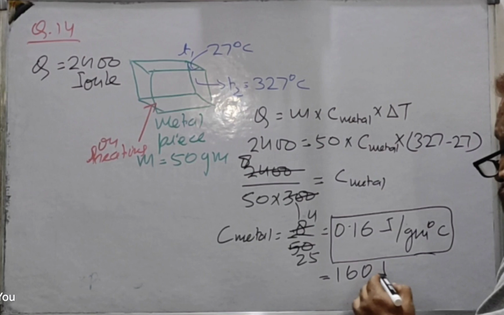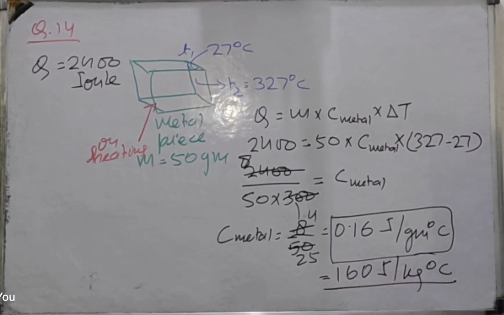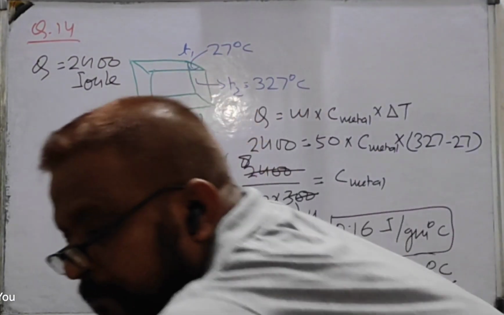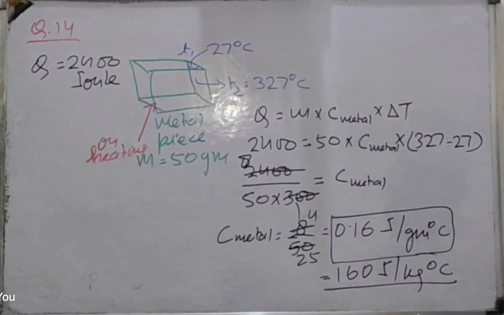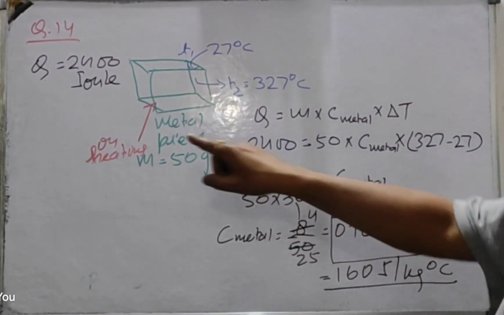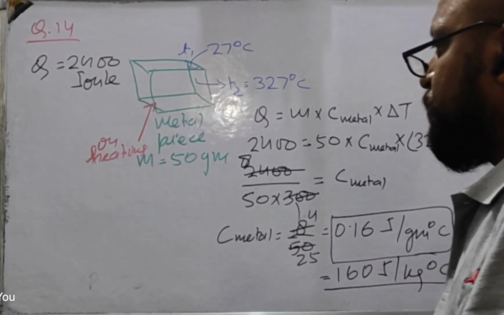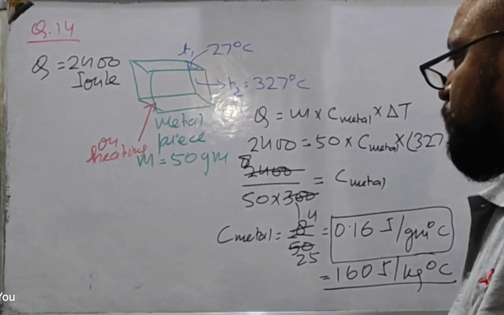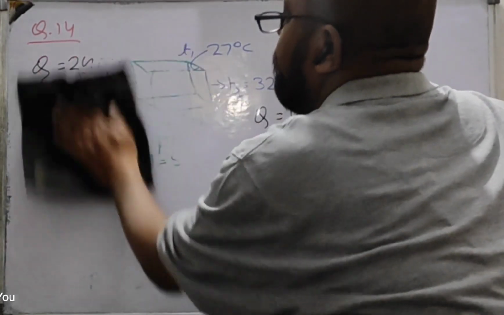When we multiply it by 1000, it will be 160 joule per kilogram per degree Celsius. Sorry. Now we have the next question.